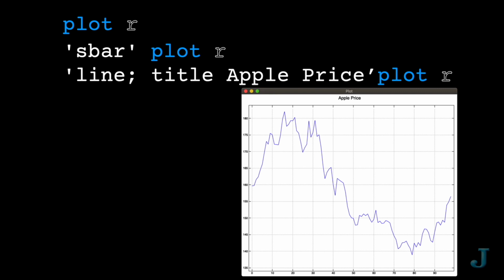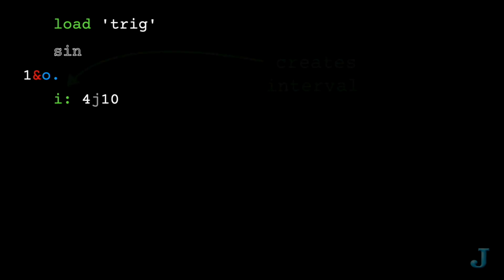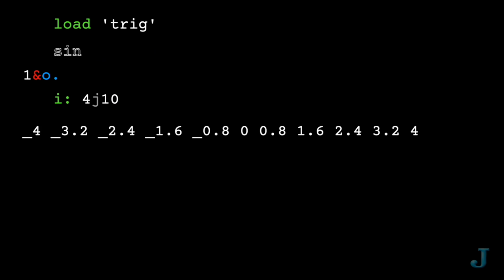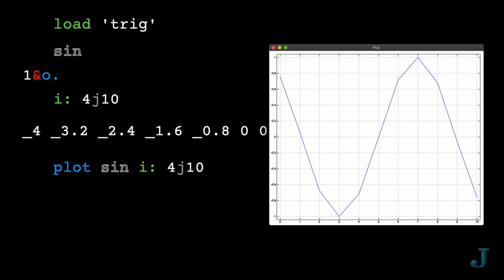With plot, we can also use math to create beautiful graphs. If we want it, J already has a definition of the sine function. Remember those pipes? Then we can generate 10 intervals from minus 4 to plus 4, and take those values and apply sine to them.